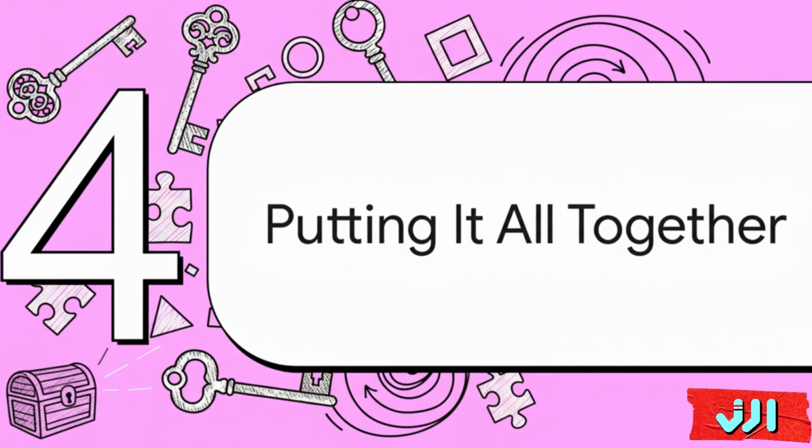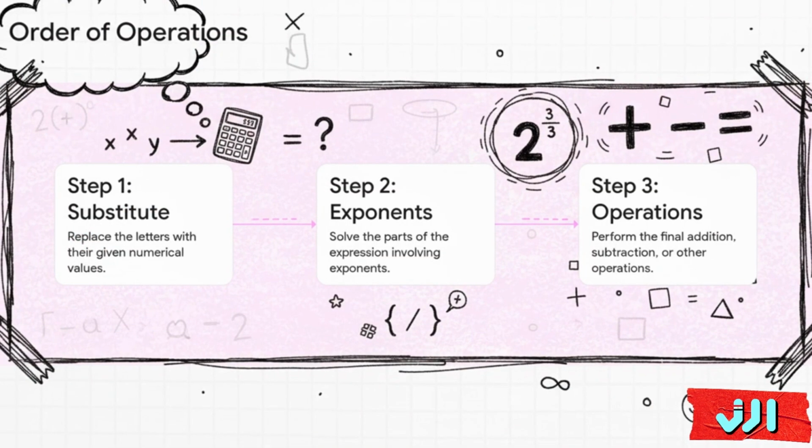Okay, team, we have done the hard work. We've deciphered the rules for negative bases, for the power of 0, and for negative exponents. We basically have all the keys to the code now, so let's put them to work. So when you're faced with a problem that looks complicated, just remember this simple 3-step mission. Step 1, substitute. Just plug in the numbers where the letters are. Step 2, exponents. You gotta handle those little guys first, they get top priority. And finally, step 3, operations. Just clean it all up with the final addition or subtraction.